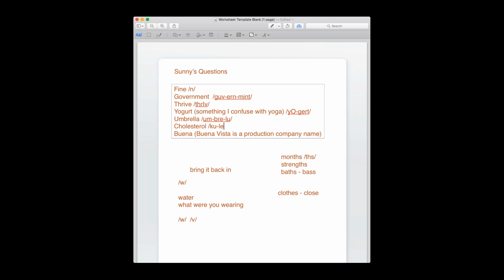Cholesterol. Let's see. Cholesterol. This is one I always got stuck on. Cholesterol. I'm missing something. Yeah, so it's that. Cholesterol.